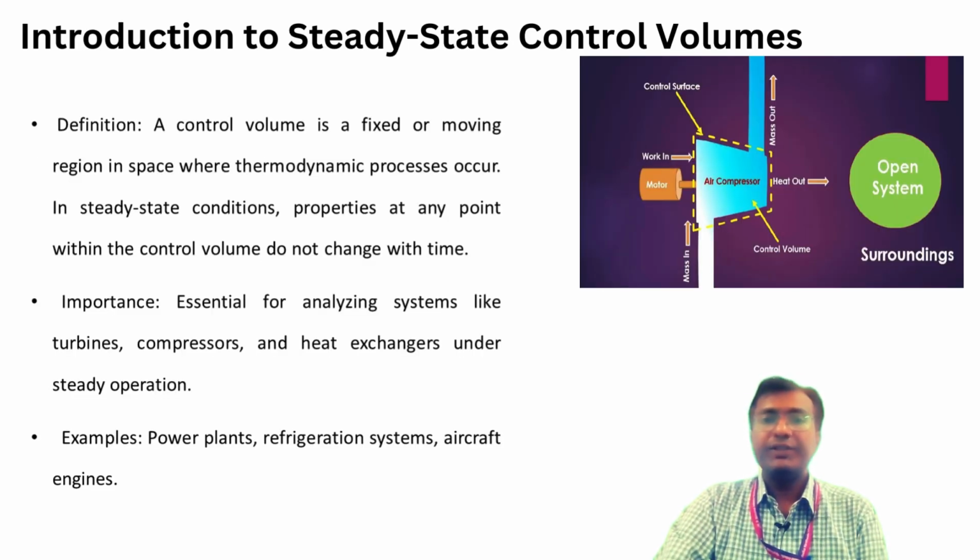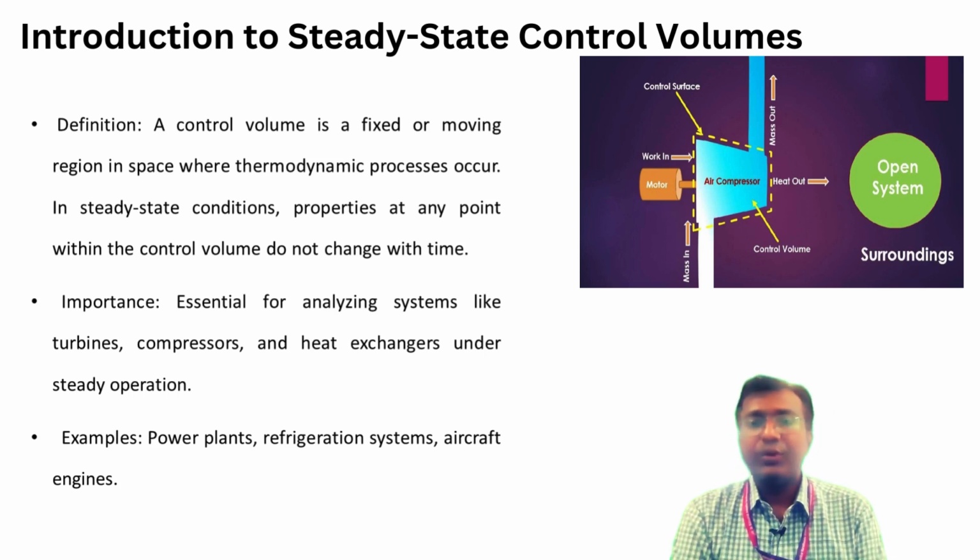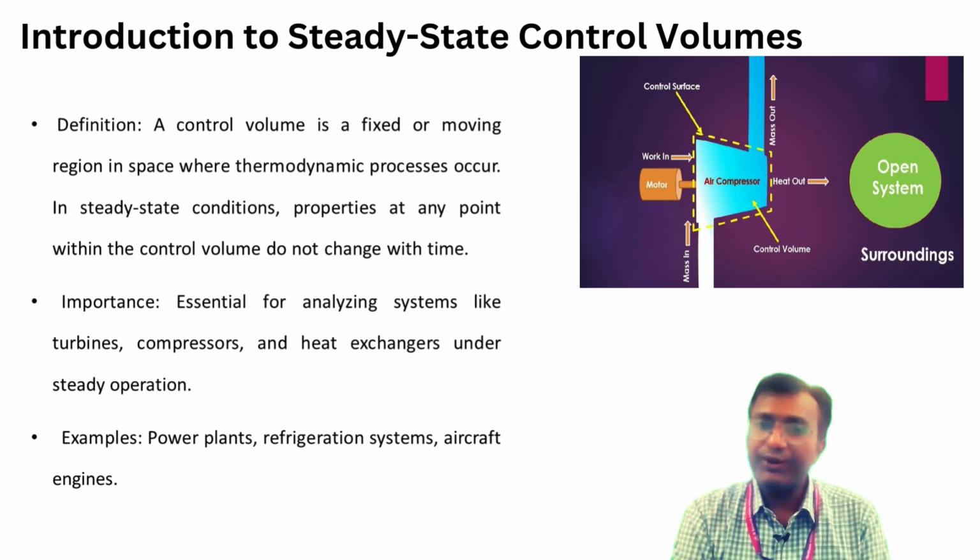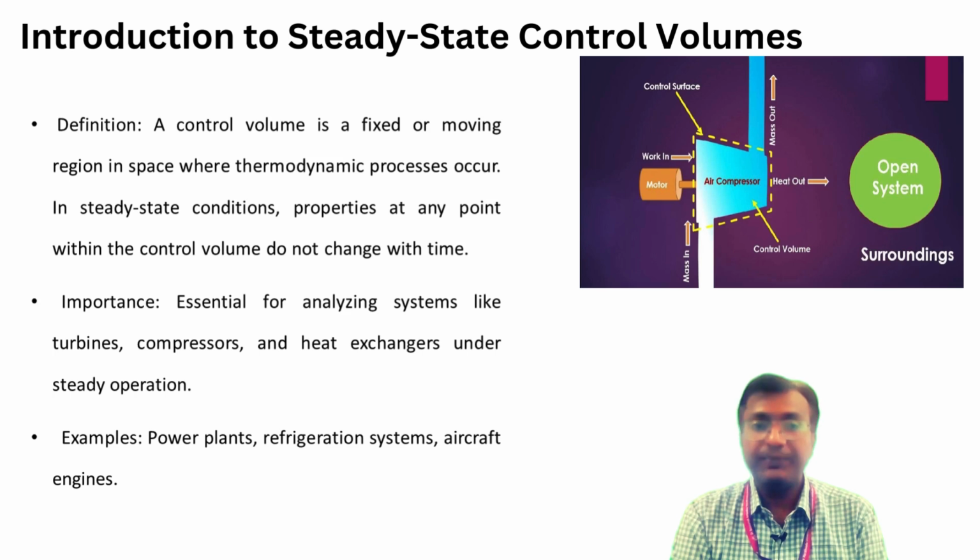Now we will see the next important topic, that is the introduction to steady state control volume. A control volume is defined as a region in space like a turbine, compressor, or heat exchanger, where we analyze energy and mass interactions. In steady state conditions, properties such as temperature, pressure, and velocity at any point within the control volume do not change over time. This simplifies analysis because we ignore transient effects.